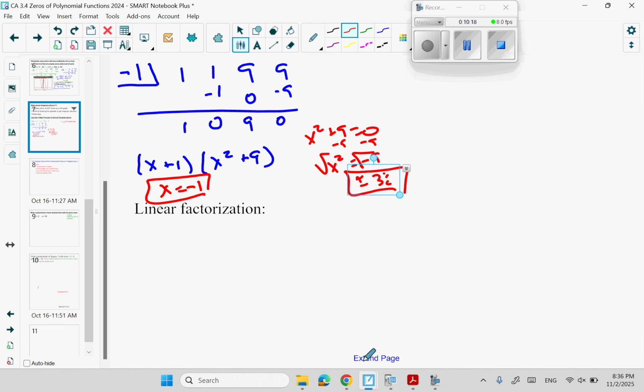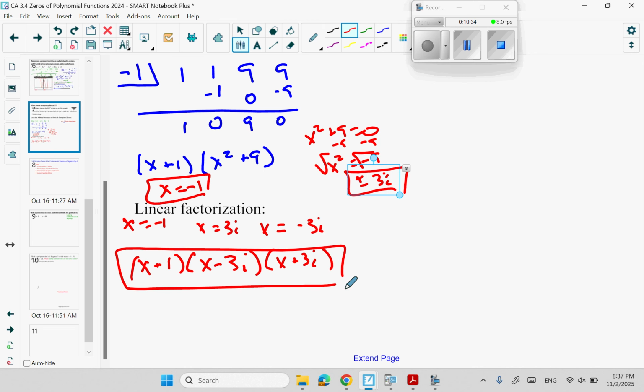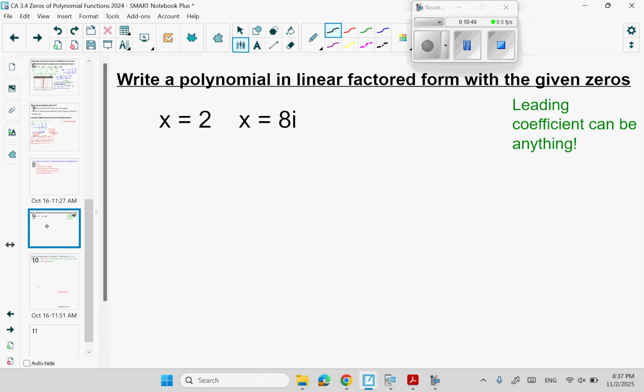Linear factorization. So if I know my answers are x equals -1, x equals 3i, and x equals -3i, all I'm looking for is the parenthetical equivalent. So that would be the linear factorization because they're all turned into linear quantities. This, by its very nature, is not linear, so it wouldn't qualify. So that's what we did on day 1. So day 2 of 3.4 is sort of going that way.